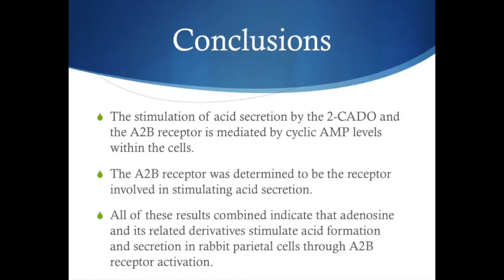to determine whether there was any significant difference between the two groups as well. In conclusion, the stimulation of acid secretion by the 2-CADO and the A2B receptor was found to be mediated by cyclic AMP levels within the cells. The A2B receptor was also determined to be the receptor involved in stimulating acid secretion, not A2A. So, all these results combined indicate that adenosine and its related derivatives stimulate acid formation and secretion in rabbit parietal cells through A2B receptor activation.